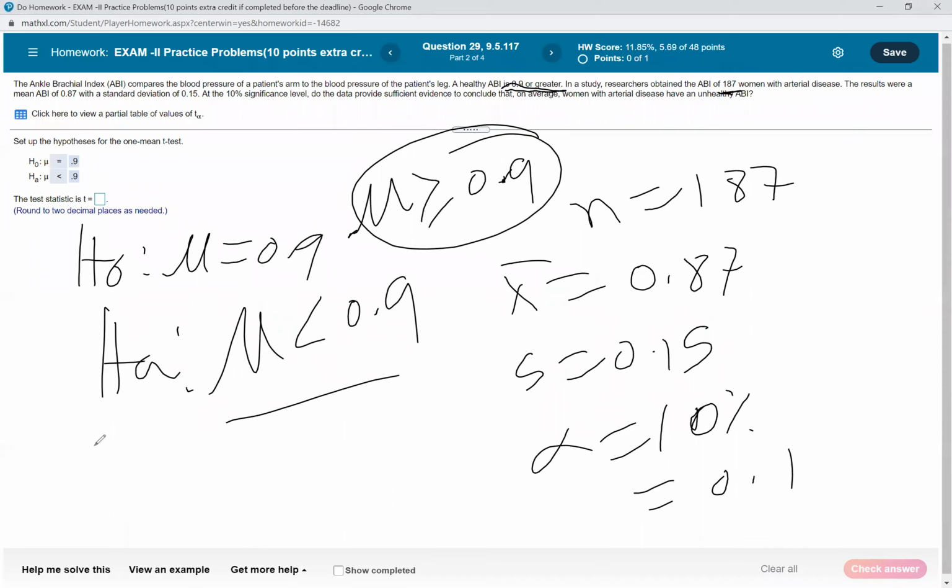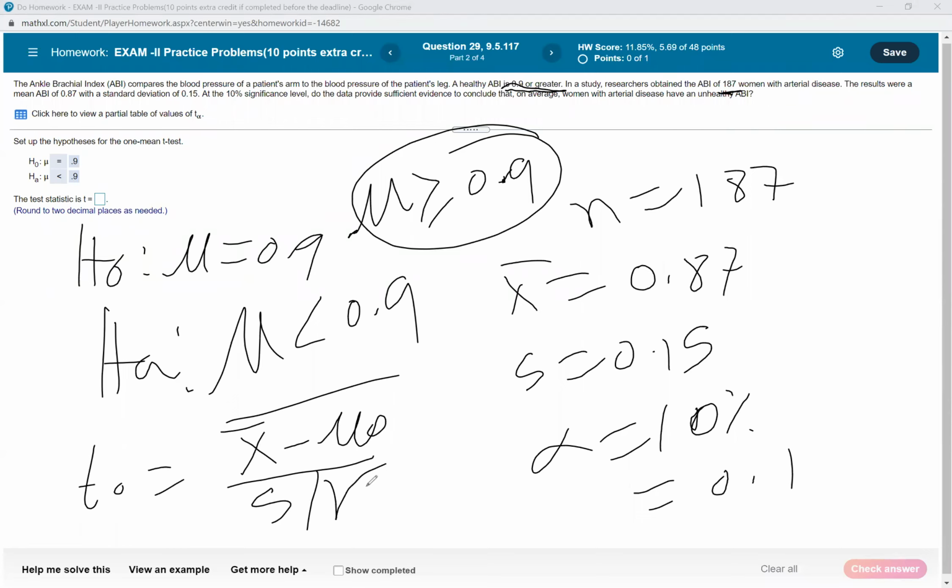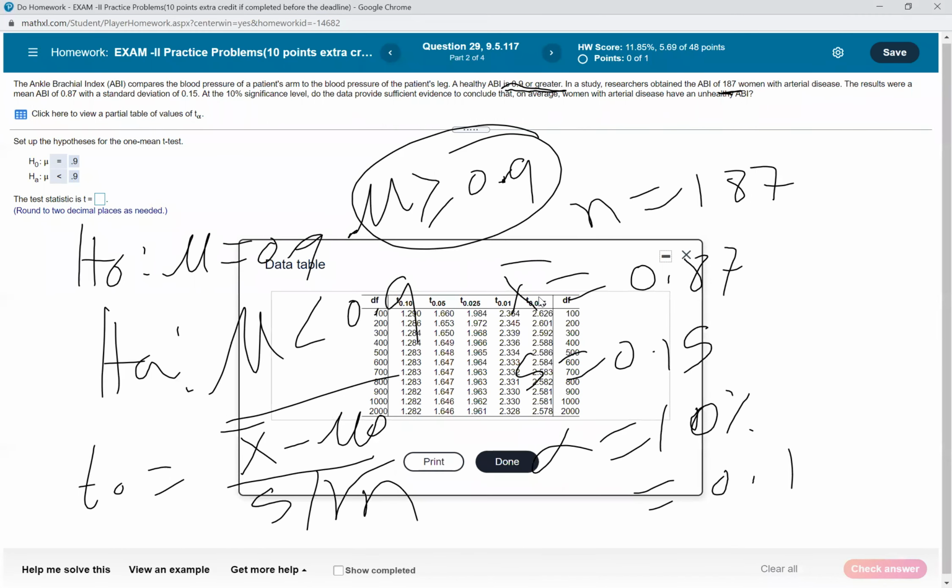So now I need to calculate the test statistic. You know that t observed is x bar minus mu 0 over s over square root of n. So plug in all the numbers here and simplify it. You'll get the test statistic, and from the table you can find the critical value. Then you compare the critical value and the test statistic. Here the degrees of freedom is, sorry, 186. 186 is actually close to 200, so for this one you do not need the exact degrees of freedom. You can just look at 200 because 200 is close to 186.